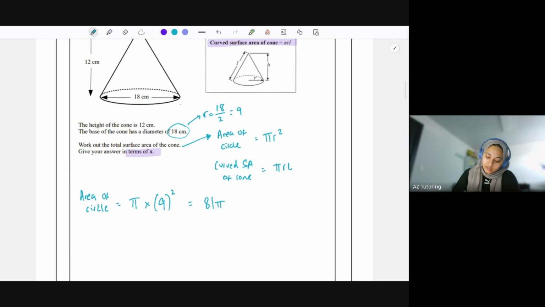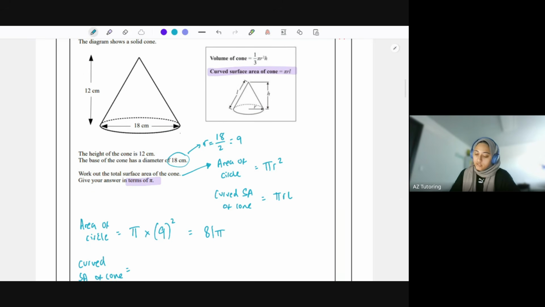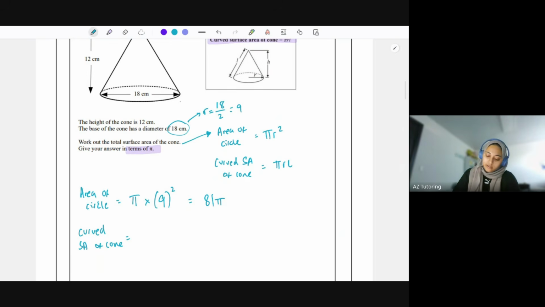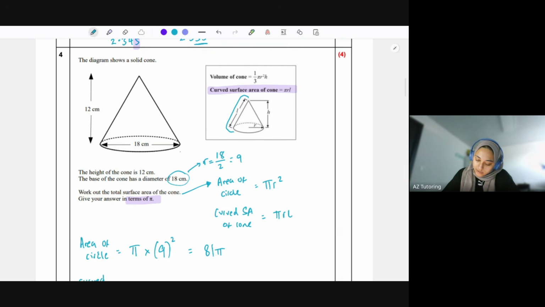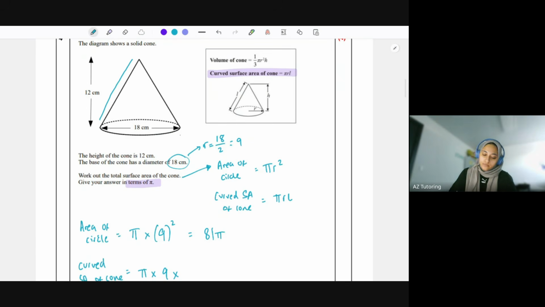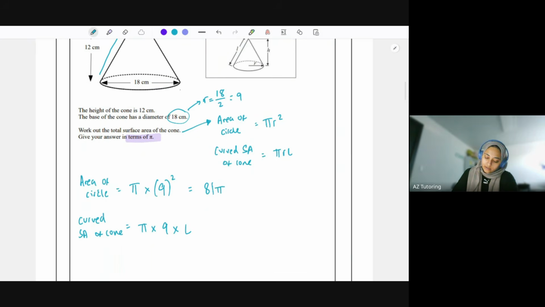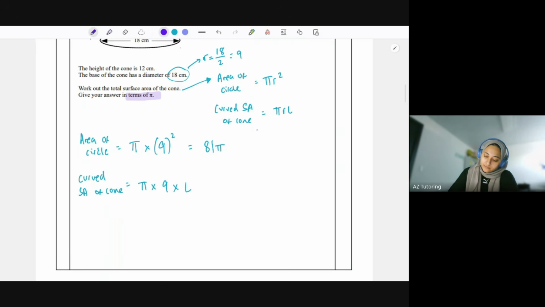Let's work out the curved surface area of the cone. So the equation they've given us is pi times r times L. So pi times the radius, which we've said is 9, times L, which is the slanted height of the cone. But we've not been given that, so we don't know what L is here. So we're going to have to work out L. So how can we work out L? I'm going to do it to the side over here.